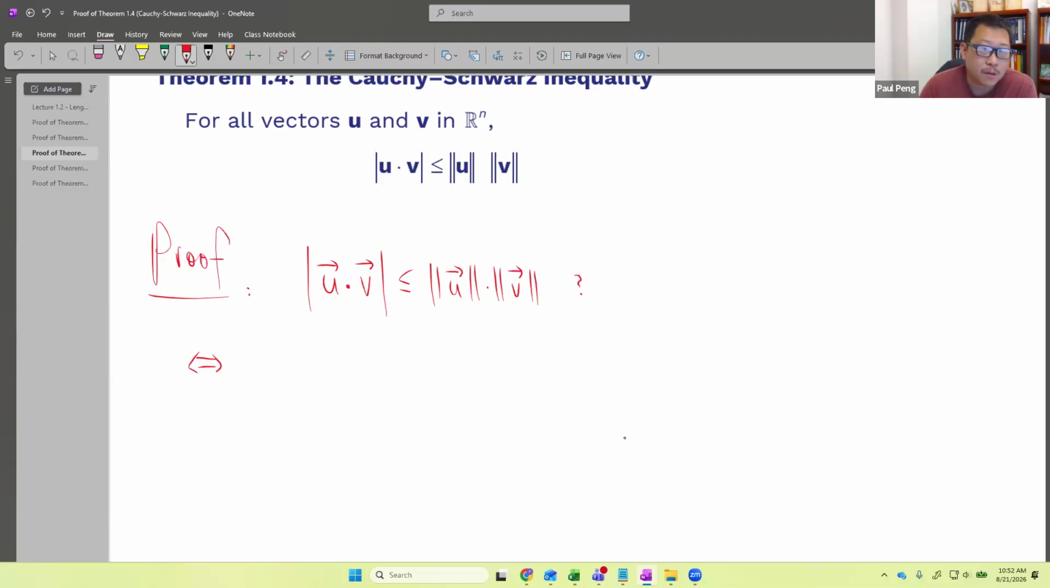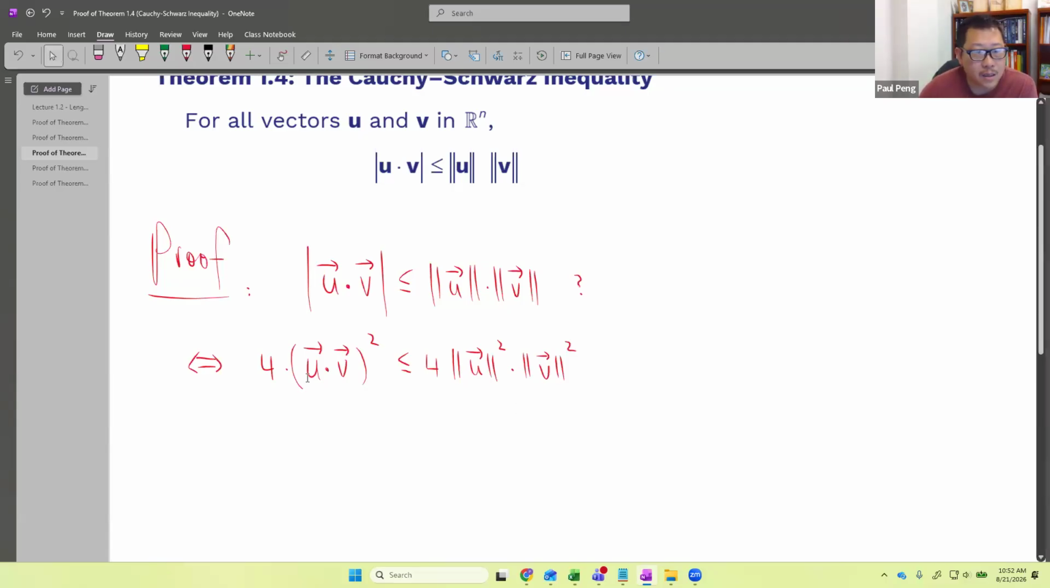Times 4. Do you believe it is the same as this? So u dot v, the absolute value I can take away since it is squared. They are the same. Of course, we think about why this is correct.